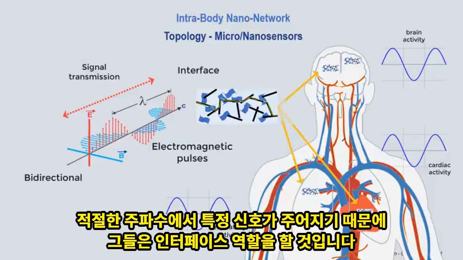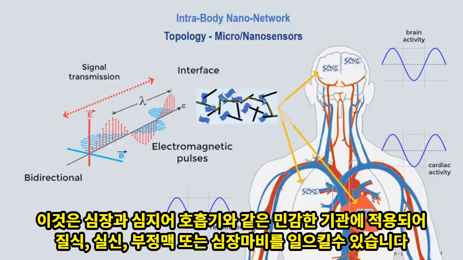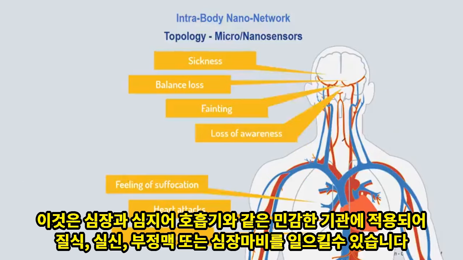In this sense, they would act as an interface, since, given a certain signal at the appropriate frequency, they could trigger these discharge operations. This applied to sensitive organs such as the heart, and even the respiratory system, could cause choking sensations, fainting, arrhythmias or heart attacks.